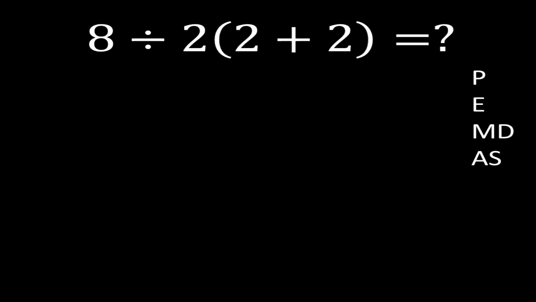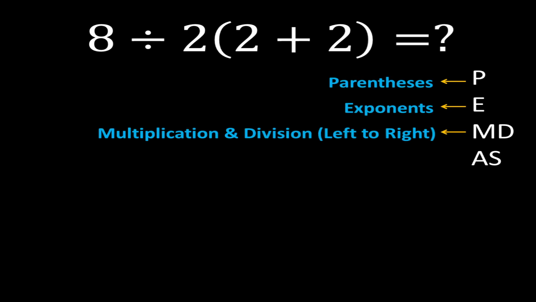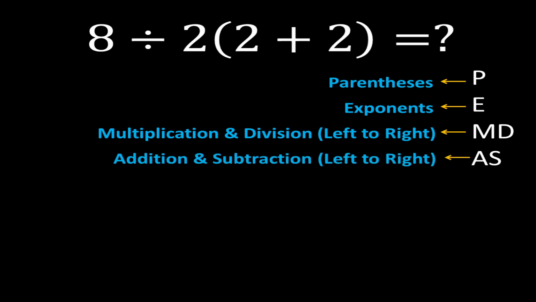Right? So according to the PEMDAS rule, first priority is parenthesis, second priority is exponents, third priority is multiplication and division, and multiplication and division both have equal priority. So we have to solve it from left to right. Fourth and last priority is addition and subtraction. Both also have equal priority. So we have to solve it from left to right.